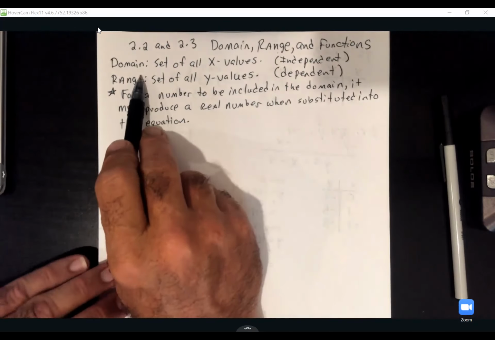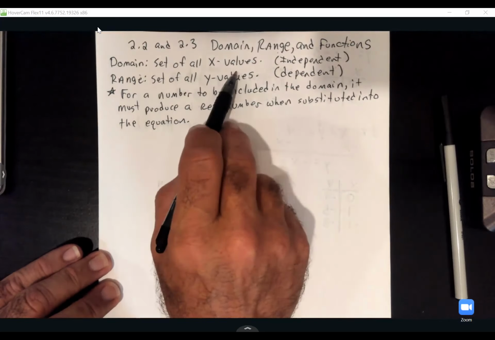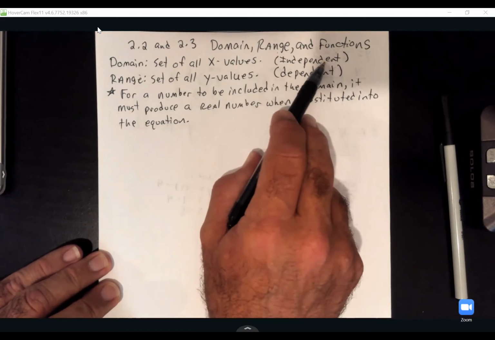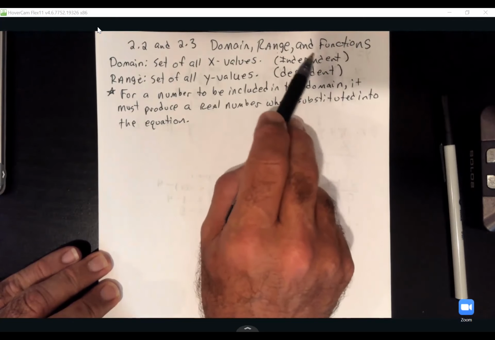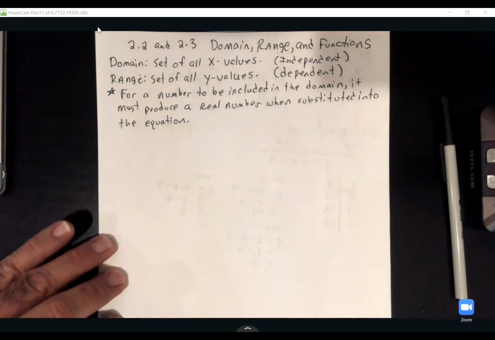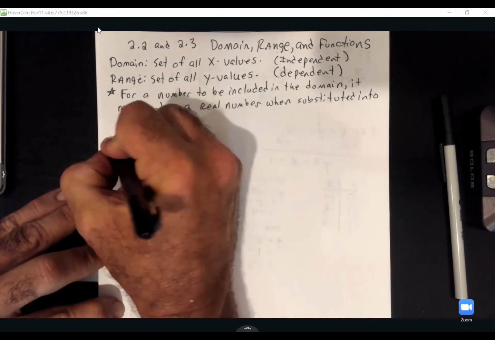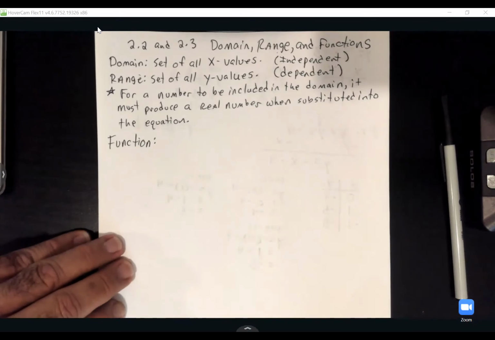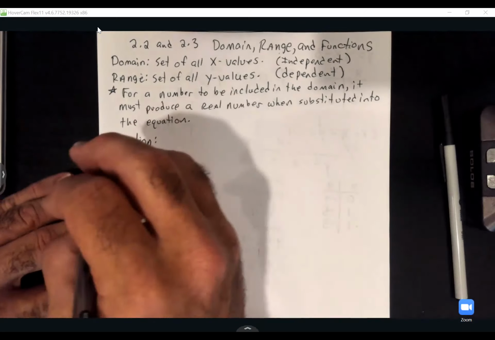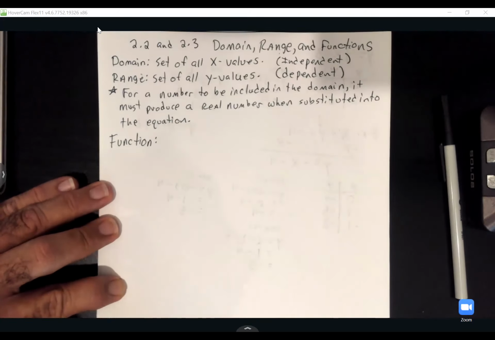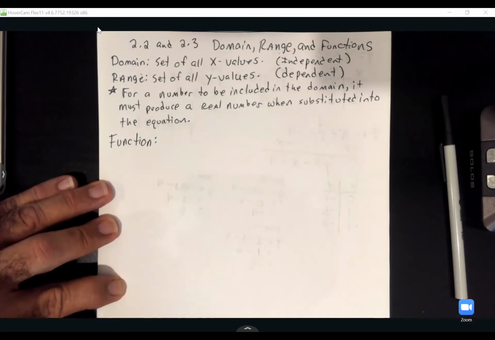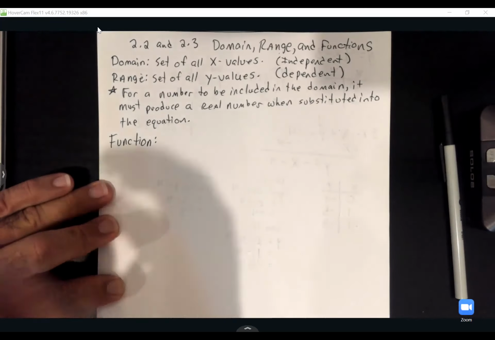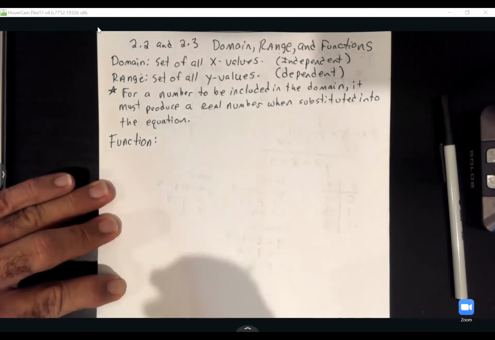Because like I said on the paychecks, you can work any amount of hours you want to. So you're independent to work however many hours you want to. You might have been sick one week or something. But your pay depended on how many of those hours you worked, okay? Now, the last new word of the day before we start again is function. So a function, like if I was doing your paychecks, your function would be the amount of pay. Your amount of pay depends on what you're getting paid an hour times how many hours you worked.